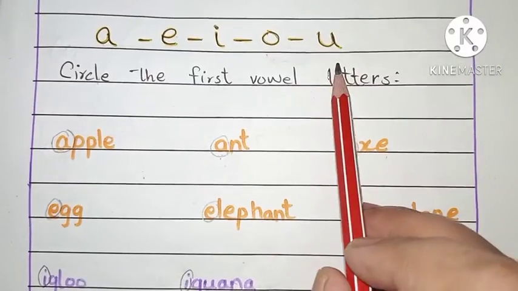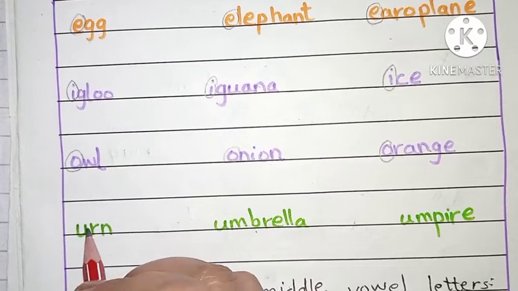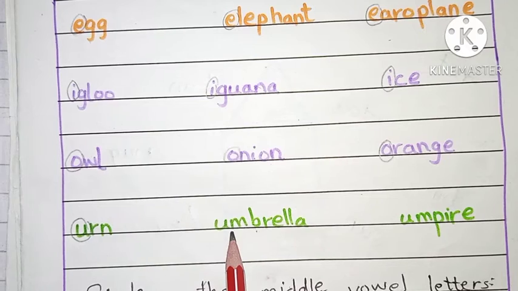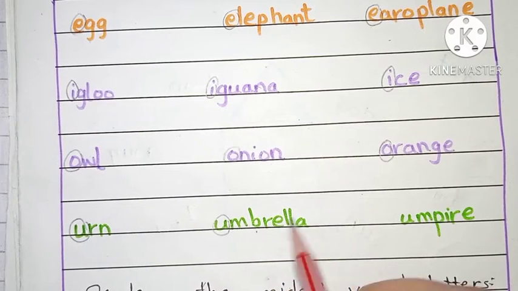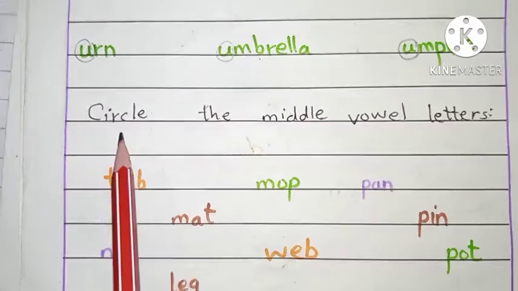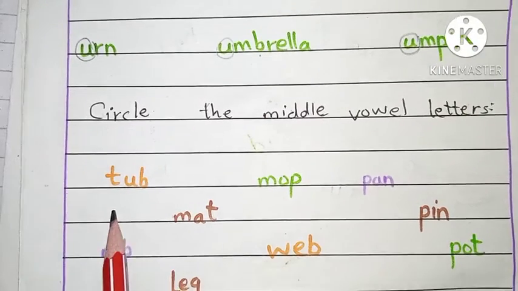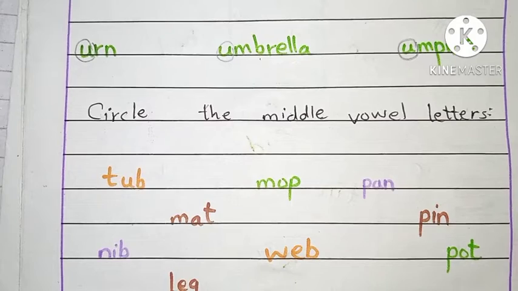Now the last one is U. U. Urn. Urn mean एक गुलदान होता है. Umbrella. Umpire. Circle the middle vowel letters. Circle the vowel letters that are in middle.